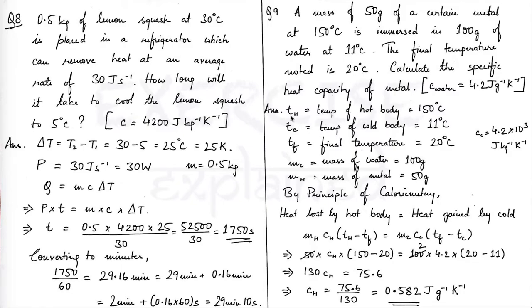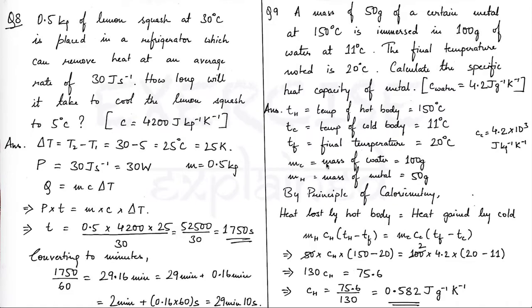So I have just taken a few variables here. T suffix H denotes the temperature of the hot body. We took it as 150 degrees Celsius. The temperature of the cold body, we took it as 11 degrees Celsius. The final temperature is 20 degrees Celsius.